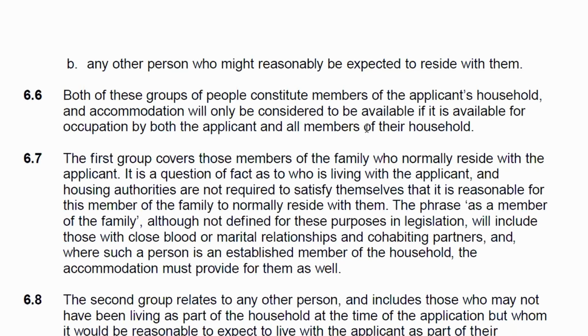6.7. The first group covers those members of the family who normally reside with the applicant. It is a question of fact as to who is living with the applicant, and housing authorities are not required to satisfy themselves that it is reasonable for this member of the family to normally reside with them.